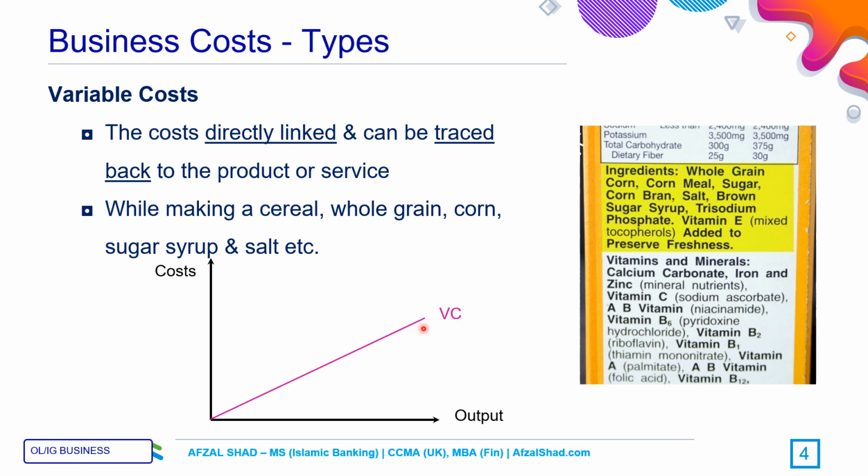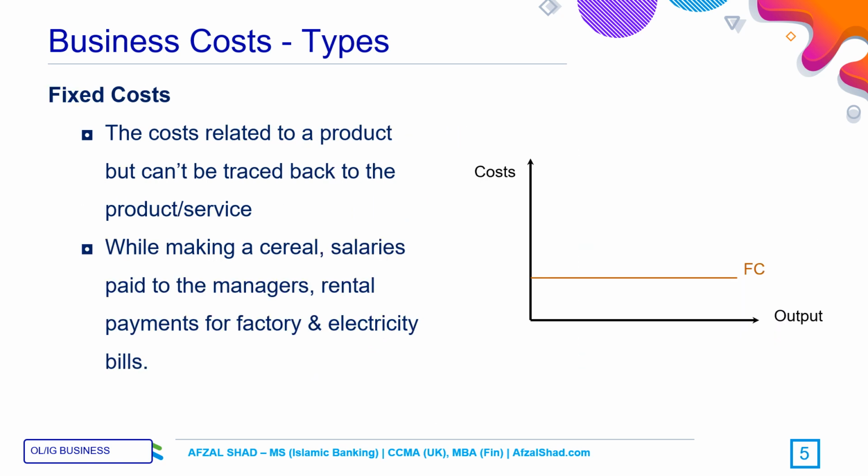So this is called variable costs. That which varies, which keeps on changing with a change in the production levels. The next element is the fixed costs. So have a look. What is the fixed cost? As the name says, the costs which are related to a product but cannot be traced back to the product or service.